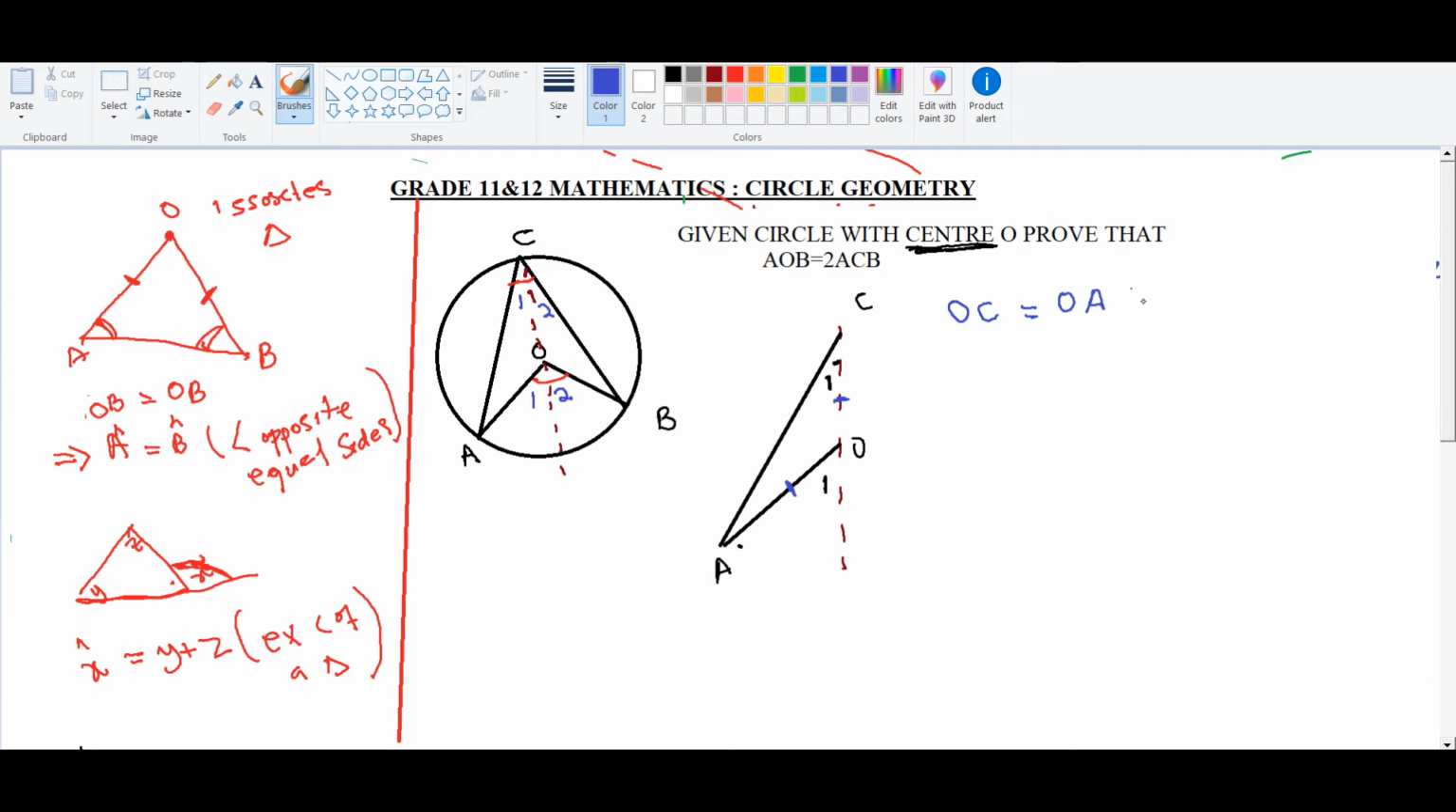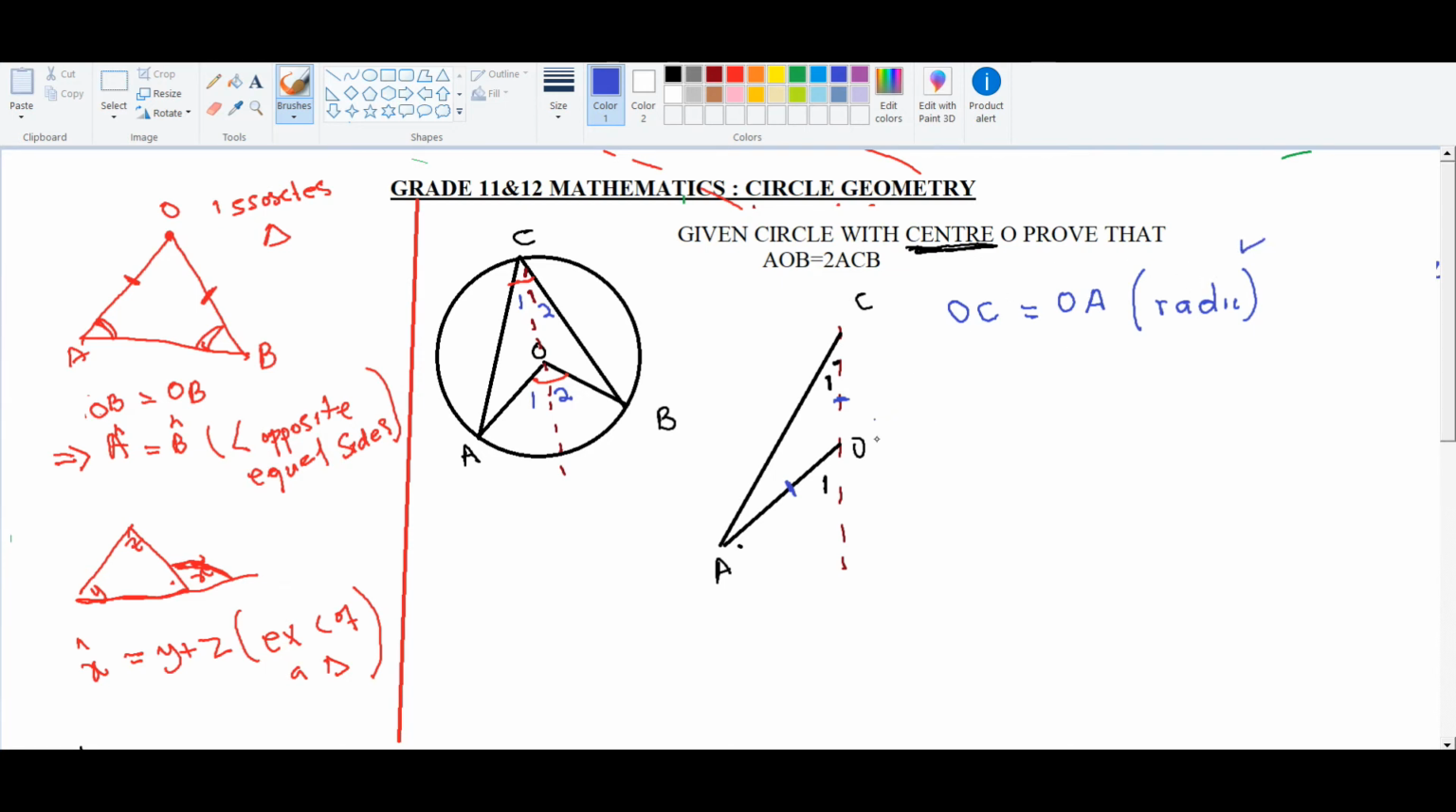Whatever you are writing with Euclidean geometry, especially circle geometry, you have to give reasons. Why are we saying these lines are equal? Remember, I said they are both radius, so they are radii. So that's your mark.